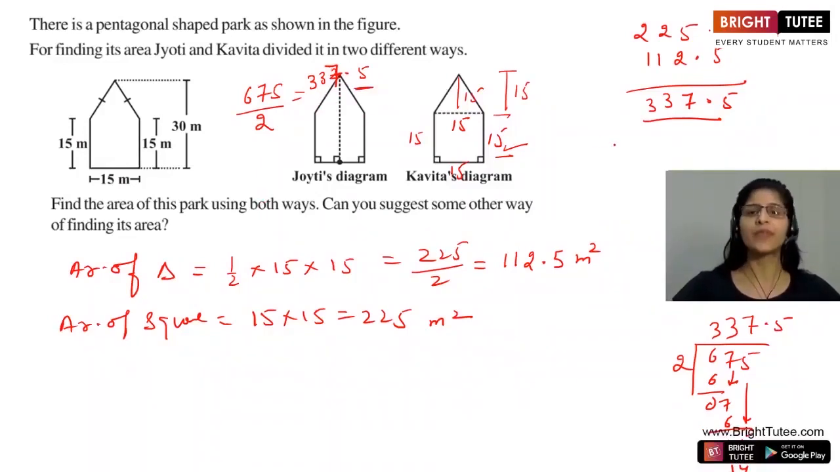337.5, this will be the area. And for the second one also we are getting the same area. So just to see, the figure can be divided in different ways by students, but the answer for area is going to be the same.